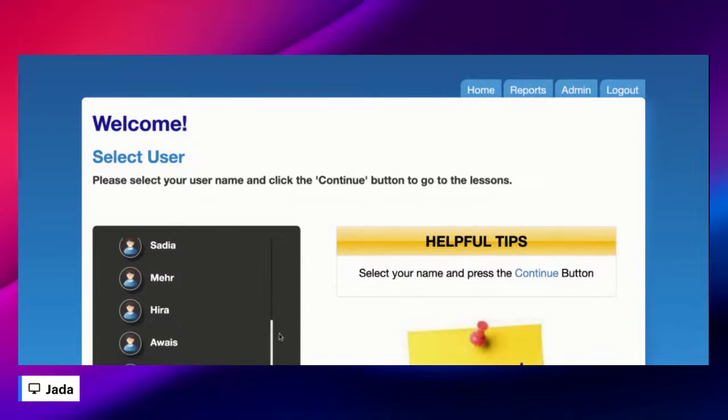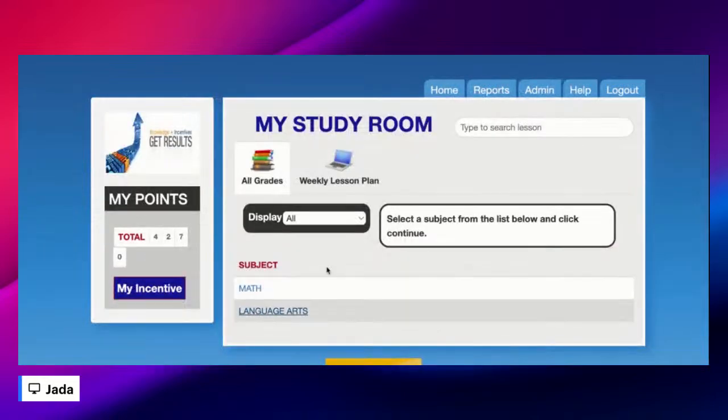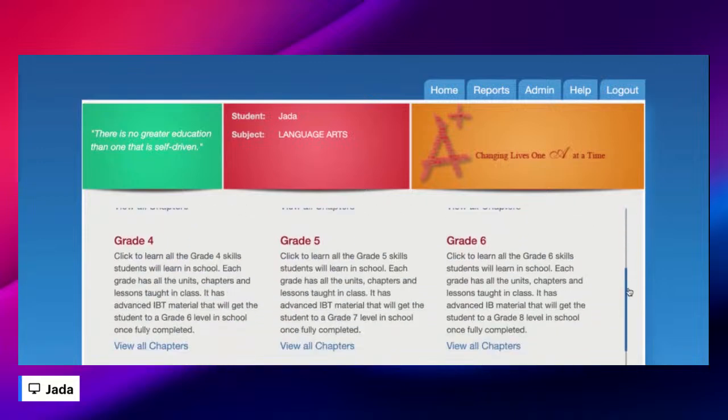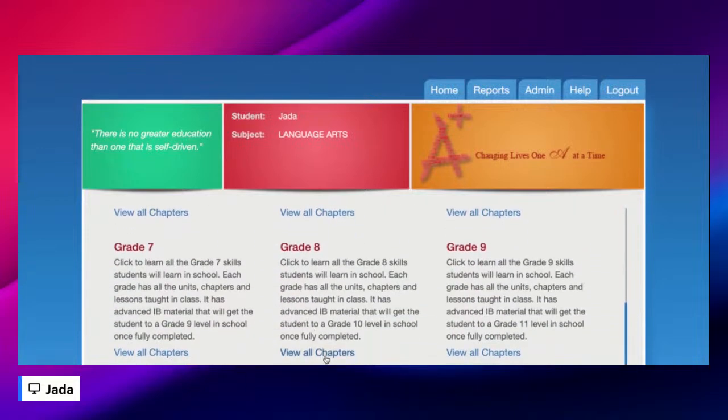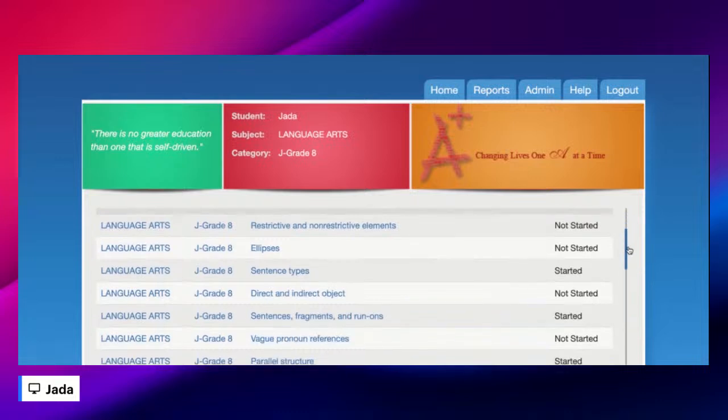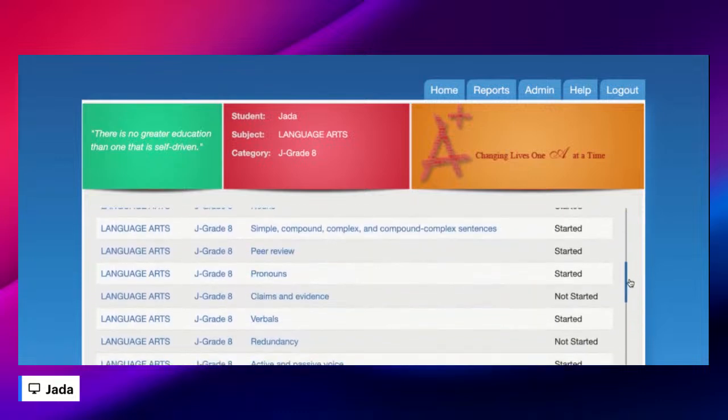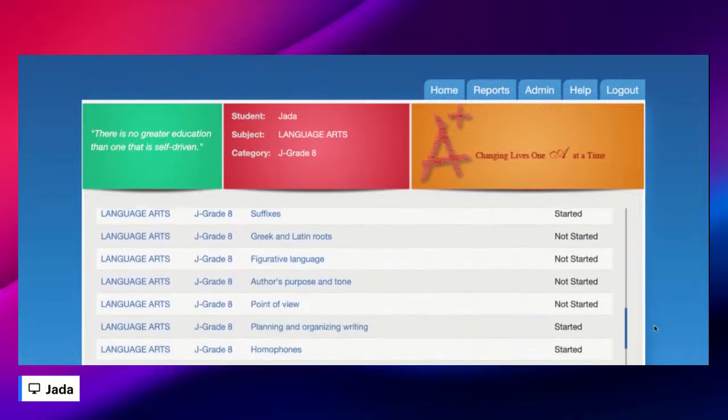Today we'll be having planning and organizing writing. I will share my screen. So first you log in using aplusstudent.com, then you click on your name, language art, and we will get our advanced writing from grade 8. So grade 8, and we will move on to planning and organizing.